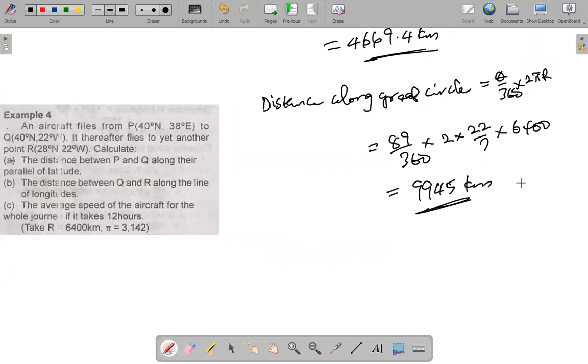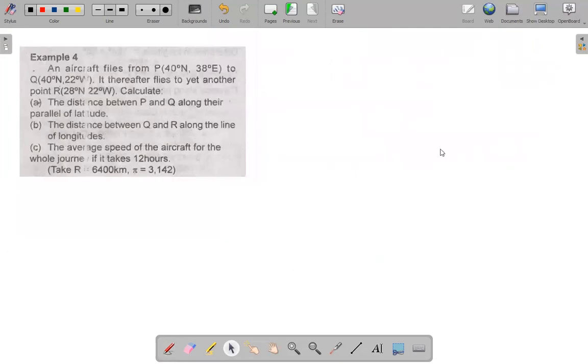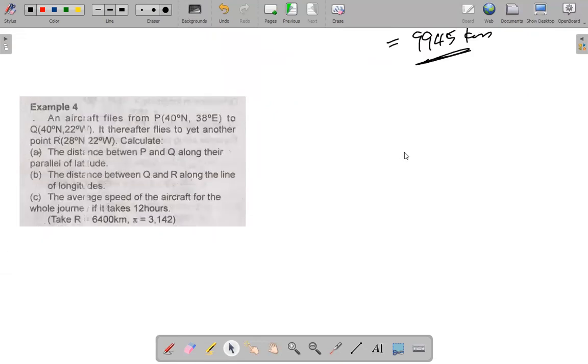9945 kilometers. The last example says an aircraft flies from point P, latitude 40 degree north, longitude 38 degree east, to another point Q, latitude 40 degree north, longitude 22 degree west. Thereafter it flies to another point R, latitude 28 degree north, longitude 22 degree west. Calculate the distance between P and Q along their parallel of latitude, the distance between Q and R along the line of longitude, and the average speed of the aircraft for the whole journey.